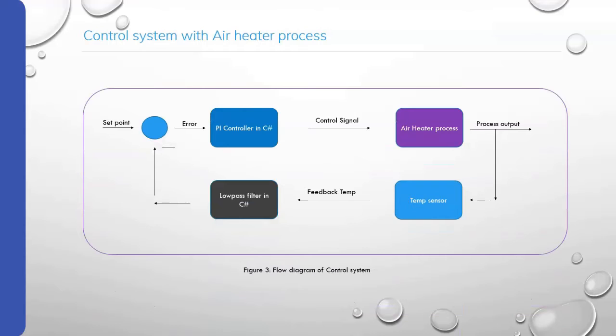Now I will describe how I'm controlling my air heater process. So this is my PI controller in C# applications, and this is my air heater in hardware. I'm getting the feedback through my temperature sensors, and then I'm taking this feedback through a low pass filter, which is also inside my C# applications. And this is my set point, which will subtract the error, and then it will give to the PI controller.